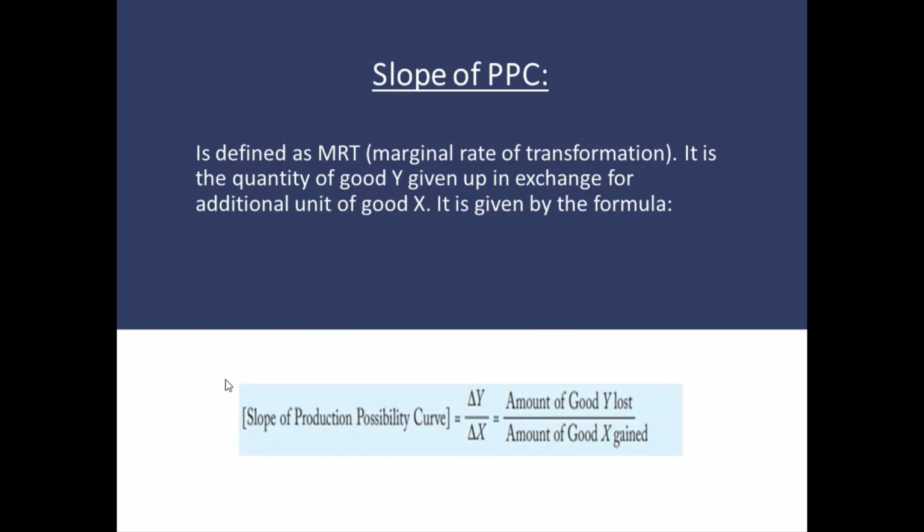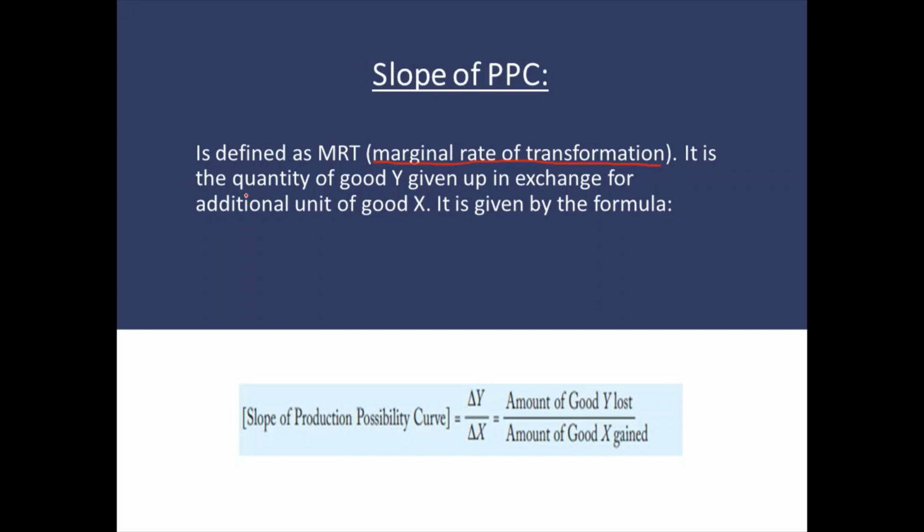Okay. Now, what is the slope of a production possibility curve? Like we discussed in the last slide, to produce one more unit of good X, we have to let go of one more unit of good Y. That is what we called the marginal rate of transformation. How is the sacrificing of one good transforming into the production of the other good?